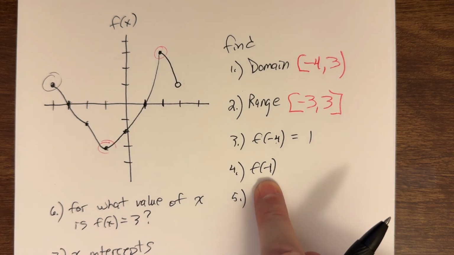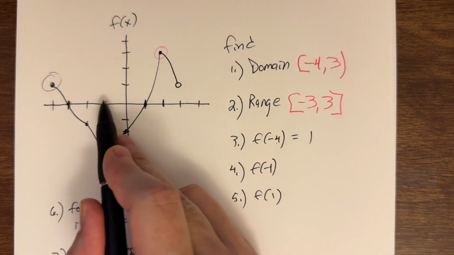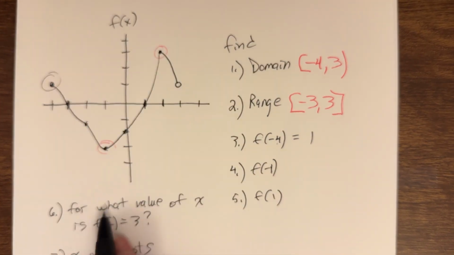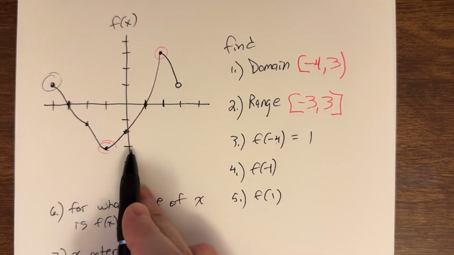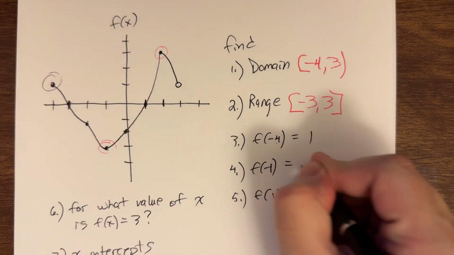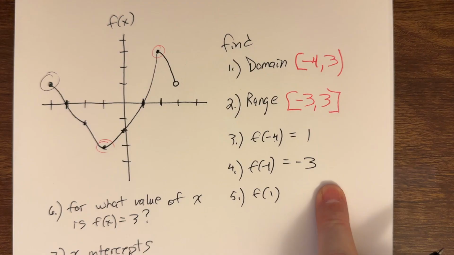How about f of -1? Well, now I'm going to x is -1. Where's the point that goes with that x? Here it is. There's the y that goes with it. 1, 2, 3 units down. That'll be a y of -3.